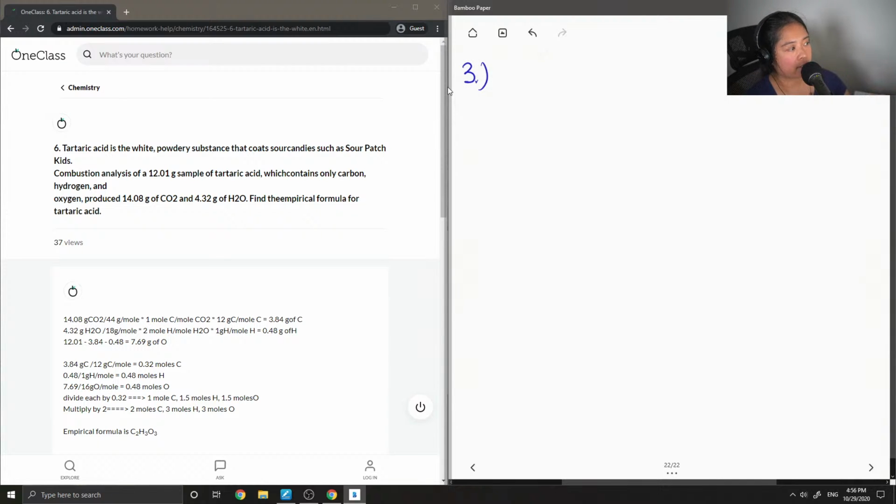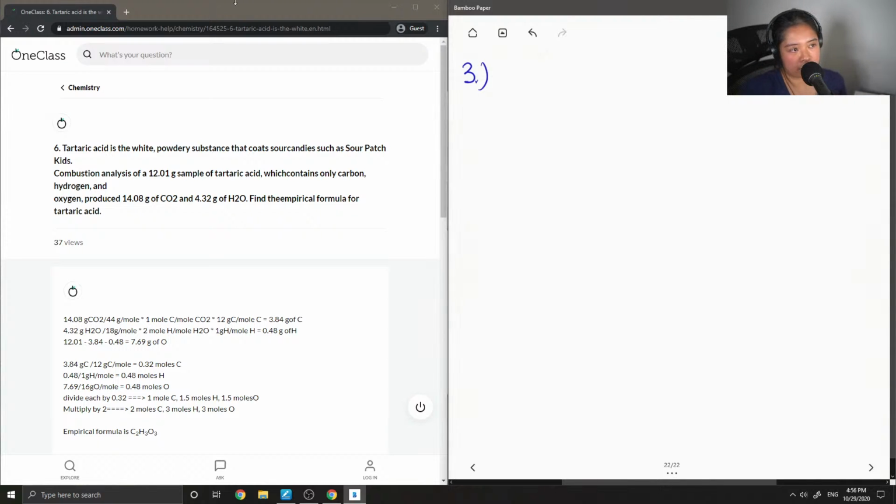Tartaric acid is the white powdery substance that coats sour candies such as Sour Patch Kids. Oh, that's cool. The combustion analysis of a 12.01 gram sample of tartaric acid, which contains only carbon, hydrogen, and oxygen, produced 14.08 grams of CO2 and 4.32 grams of H2O. Find the empirical formula for tartaric acid.